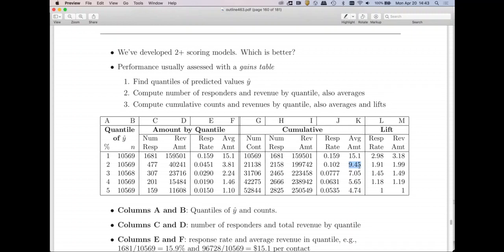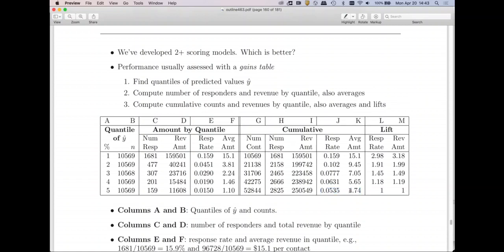Now I want to point out two very important numbers. These numbers are in the last row. 5.35% is the response rate that you'd get from just picking names at random. If you mailed the whole database without any scoring model to help you choose the names more judiciously, you're at a 5.35% response rate.